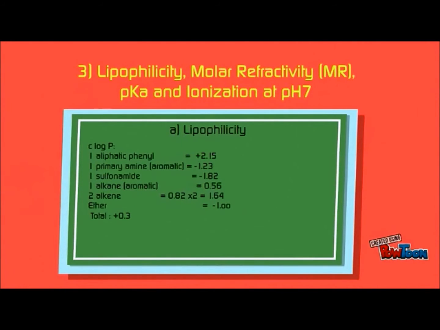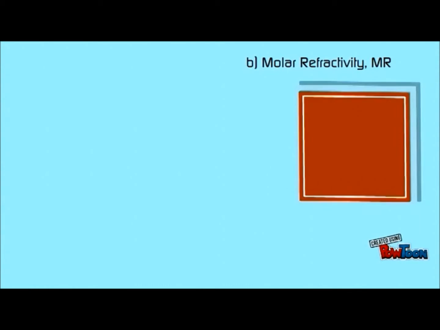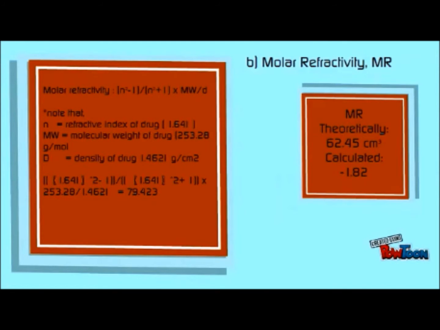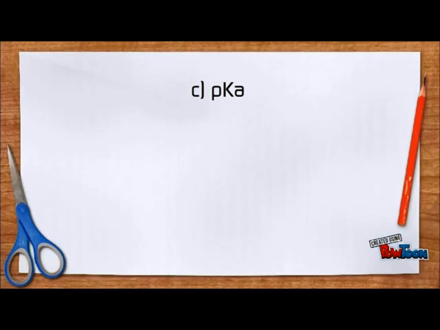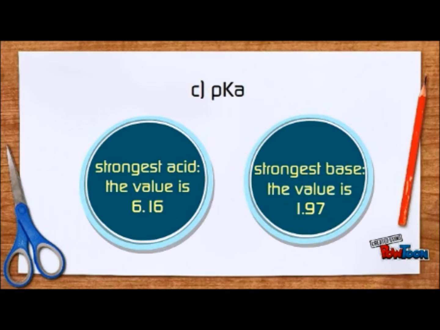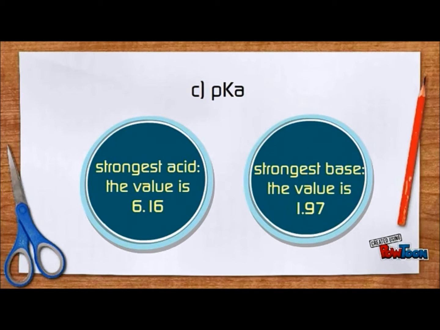The value of molar refractivity obtained from calculation deviates slightly from the theoretical value, which is 62.45 cm3. The difference might be caused by the number of decimals used during calculation. The pKa values for sulfamethoxazole obtained can be classified into strongest acid and strongest base. For the strongest acid, the value is 6.16, meanwhile the strongest base is 1.97.